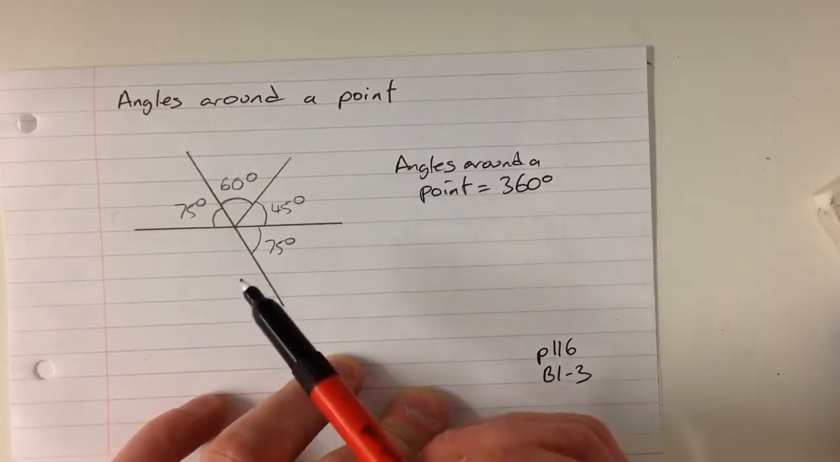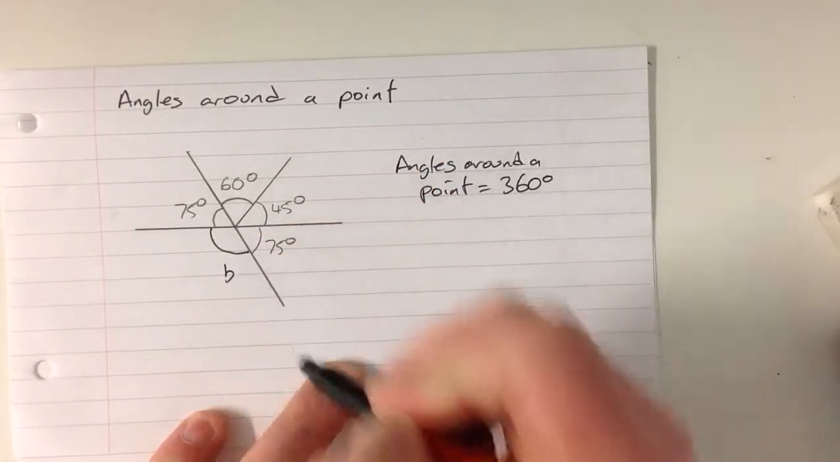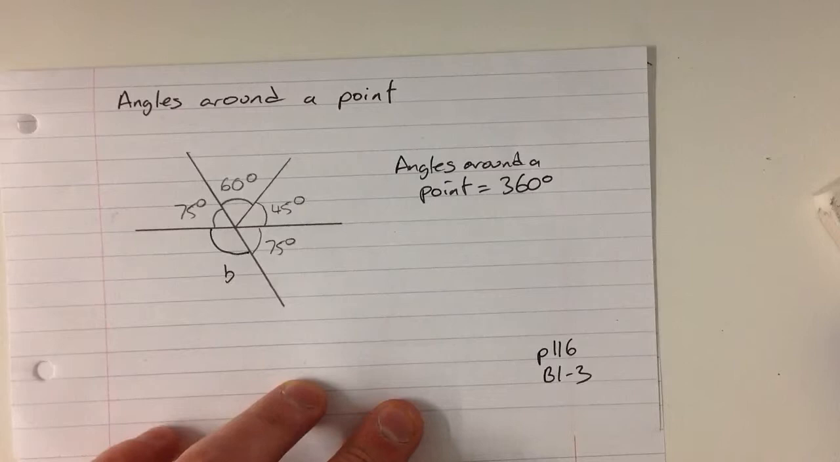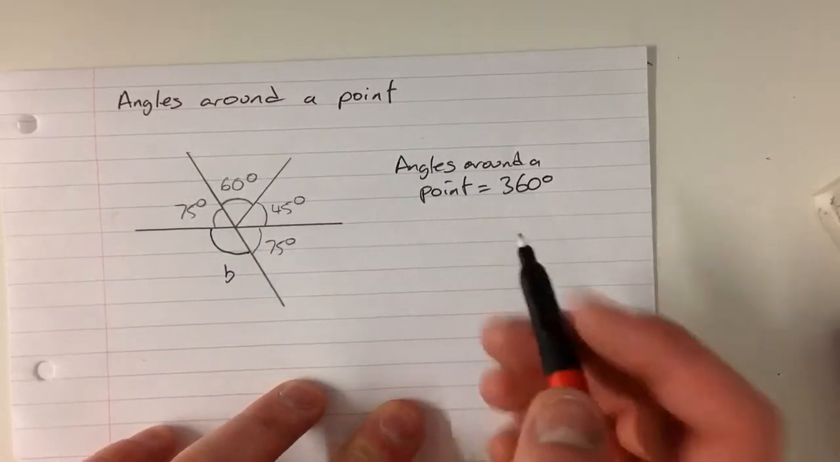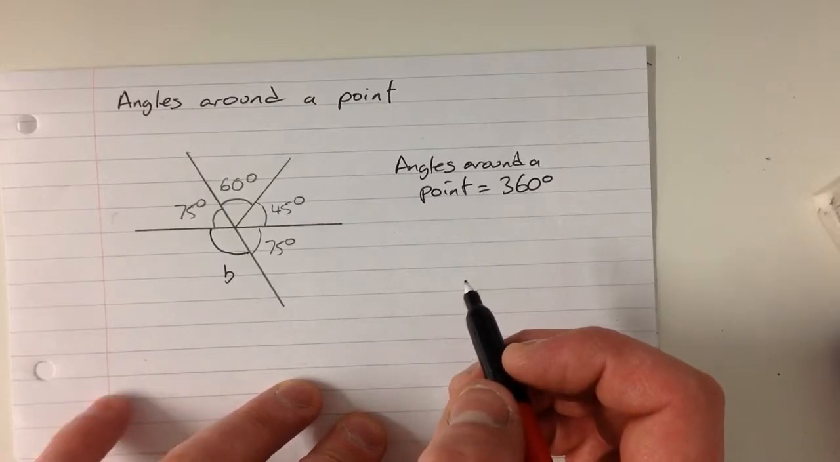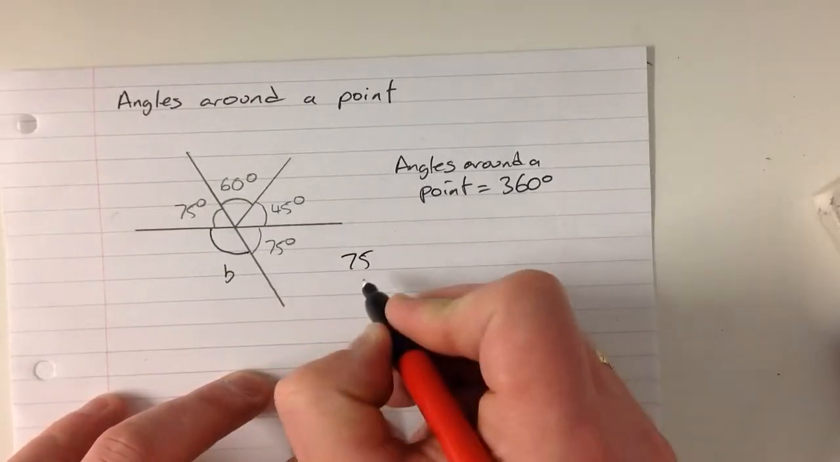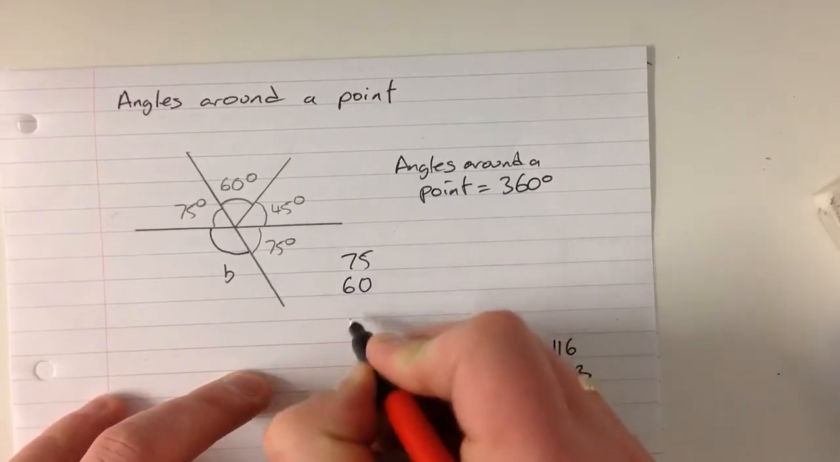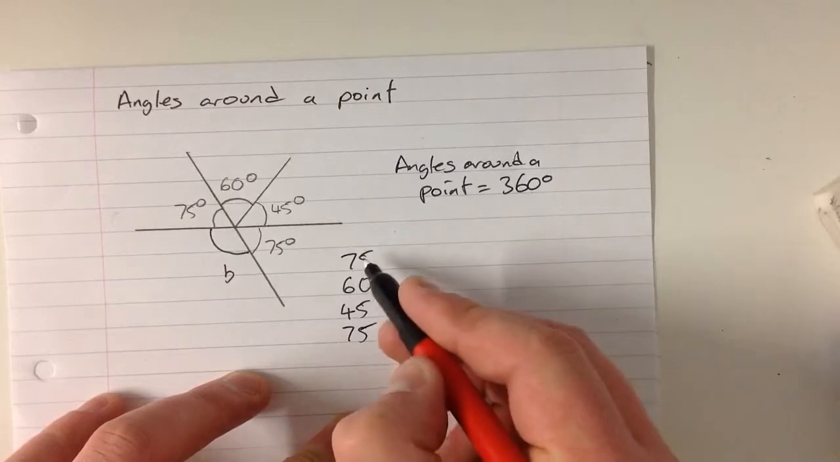So if we need to find a missing angle, like this angle here, we'll call this one B this time. So we're going to find angle B by adding together all of the other angles we've got and then taking that away from 360 degrees. So let's do that now. We've got 75, we've got 60, we've got 45, we've got 75.